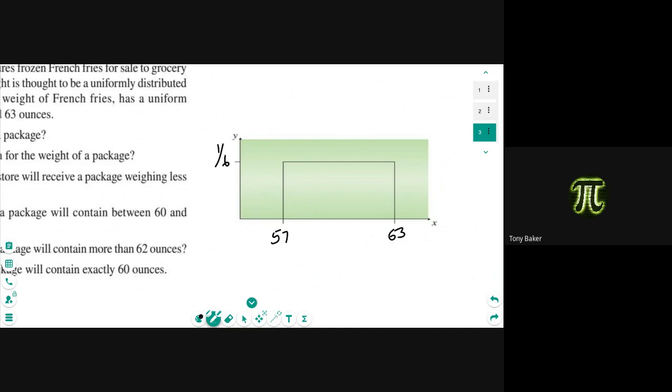For it to be a probability, what does the sum of the whole thing have to be? 1. What's the width of the rectangle? What's 63 minus 57? So my width is 6, and my height is 1/6, right? How would I find the area of a rectangle? Area is multiplied, length times width. What's 6 times 1/6? 1. So the area is 1.